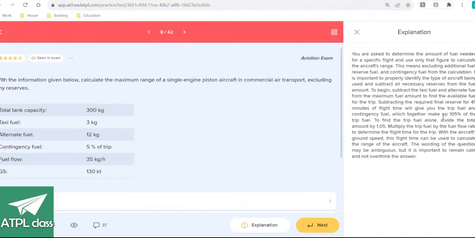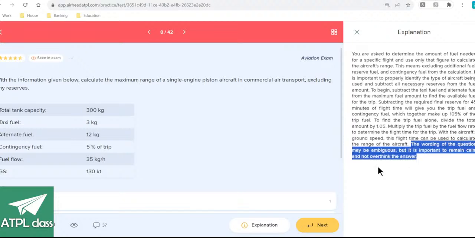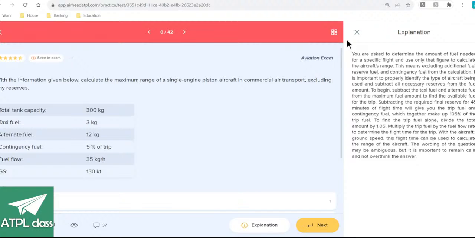Which together will make up 105% of the trip fuel. To find the trip fuel alone, divide the total amount by 1.05, then divide the trip fuel by the fuel flow rate to determine the flight time for the trip. With the aircraft's ground speed, this flight time can be used to calculate the aircraft range. The wording of the question may be ambiguous, but it's important to remain calm and not overthink the answer.